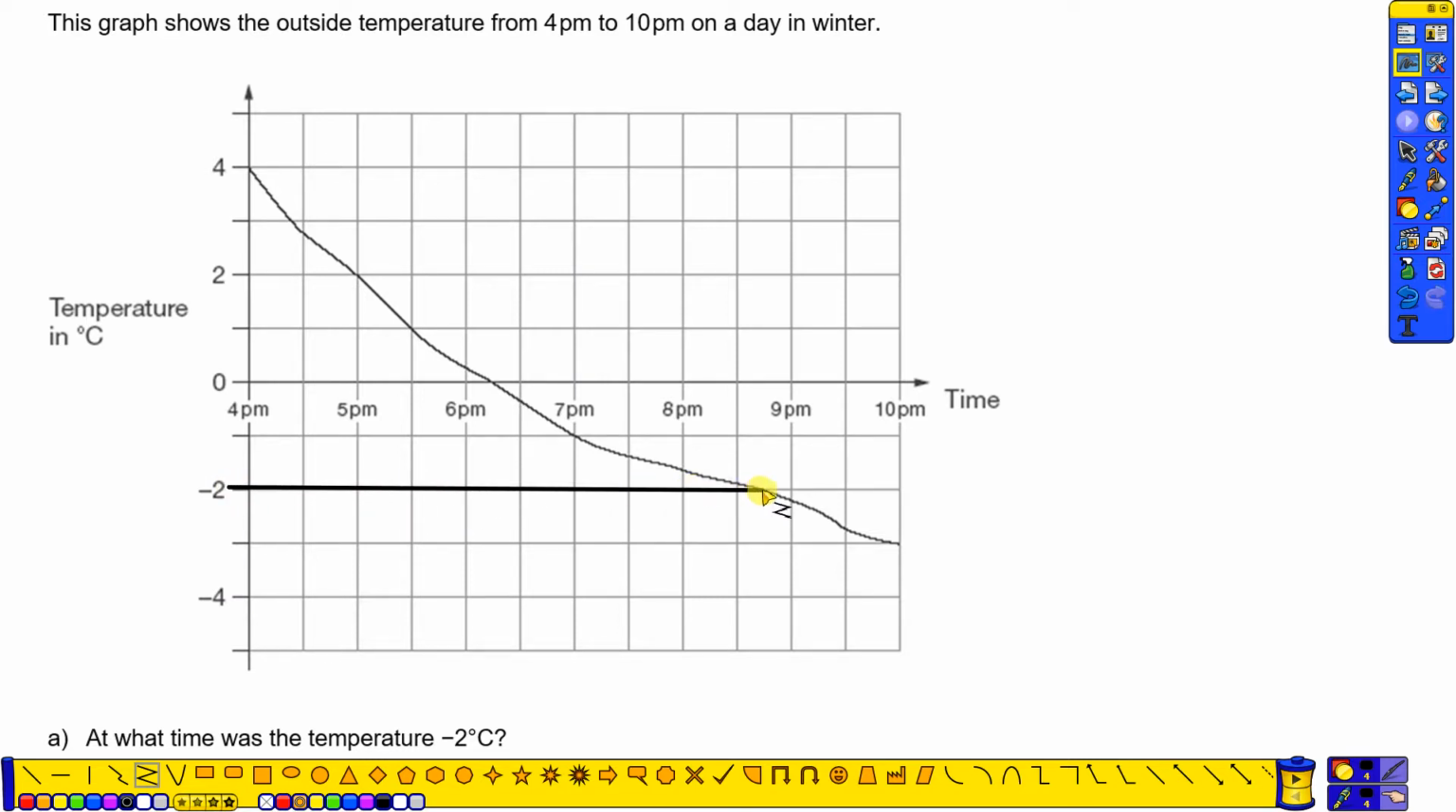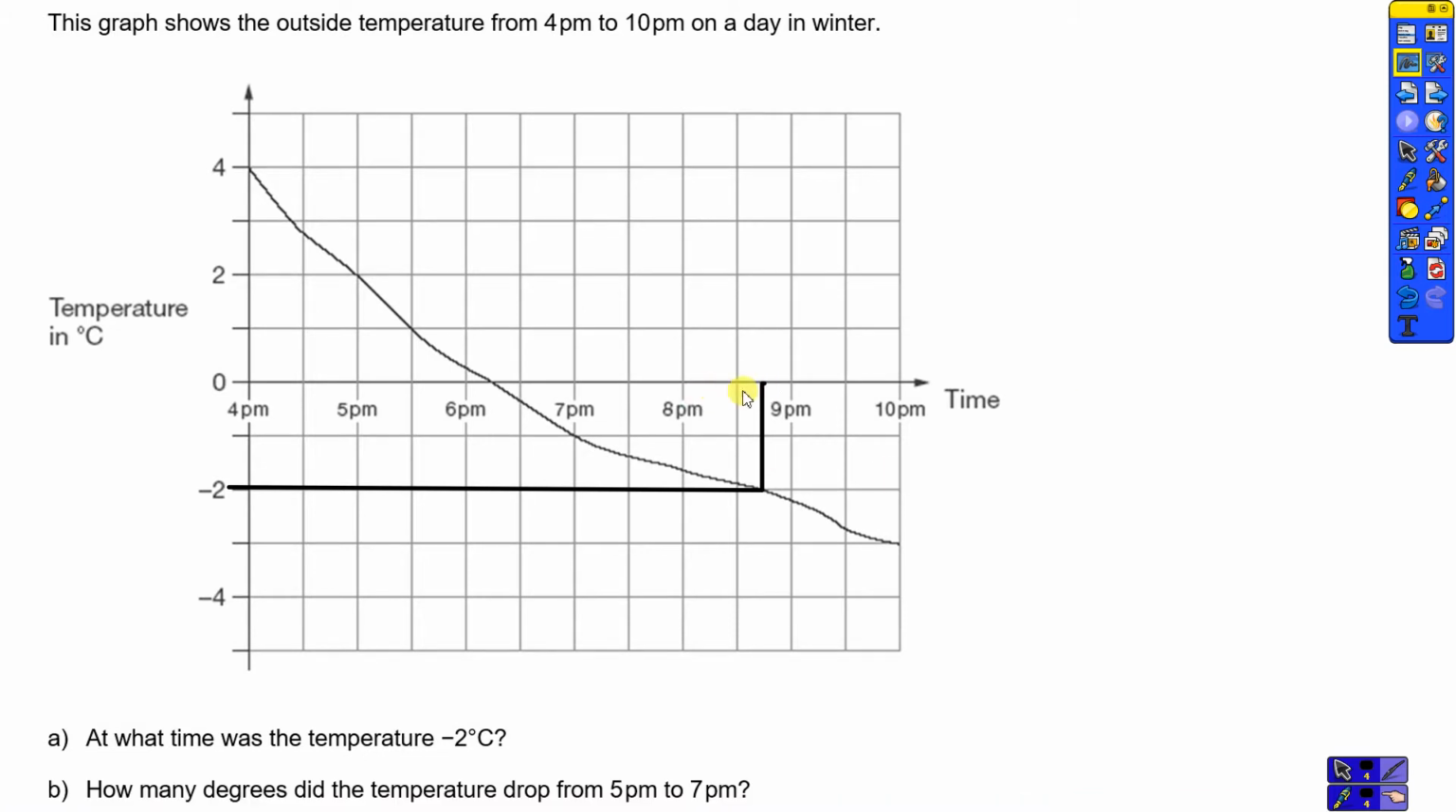We go along, then we go up, and we can see that it was -2 halfway or between 8 o'clock and 9 o'clock. Now, because there's 2 squares between each hour, each square must be half an hour, so each square must be 30 minutes. So this is between 8:30 and 9 o'clock. And I'd say it's about halfway between 8:30 and 9 o'clock. So I would say the time when it reached -2 would be 8:45.